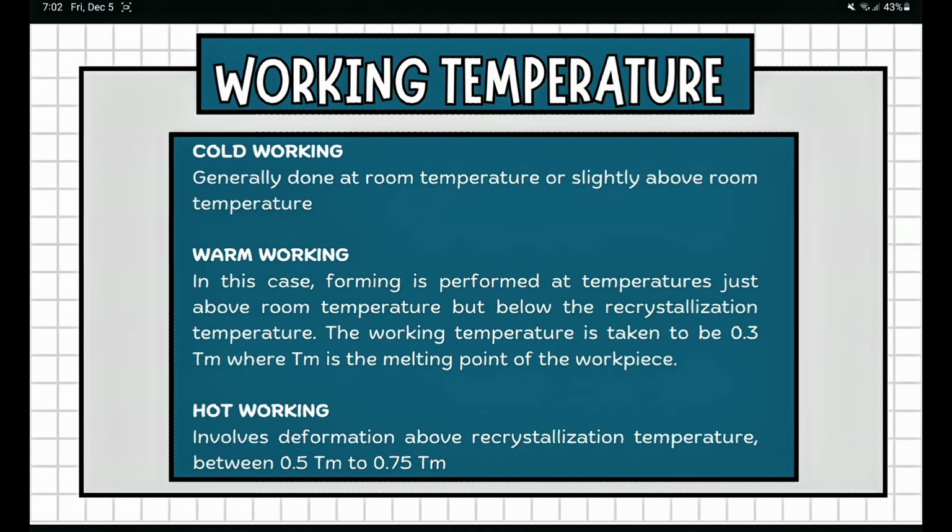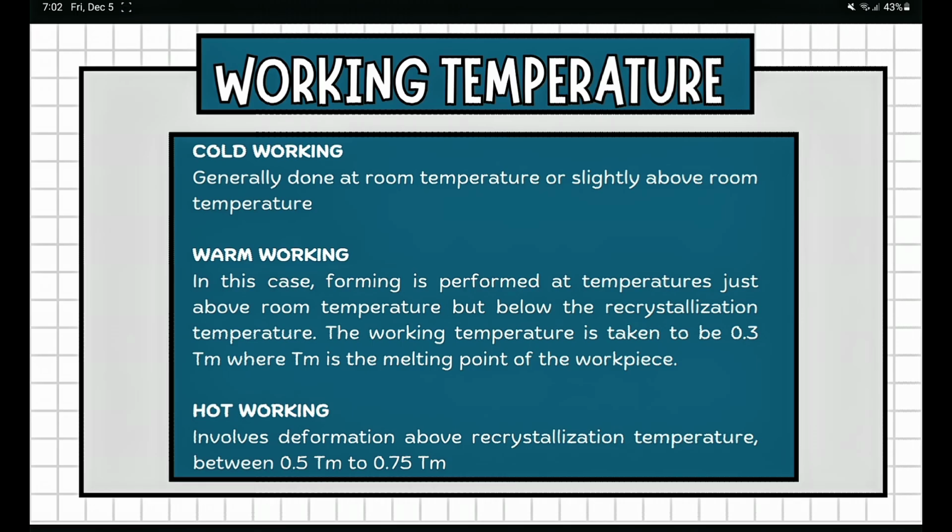So the first working temperature is cold working. So cold working is done at or near room temperature, and it is performed below the metal's recrystallization temperature. So since no heat is applied, the metal remains strong and stiff while being shaped.